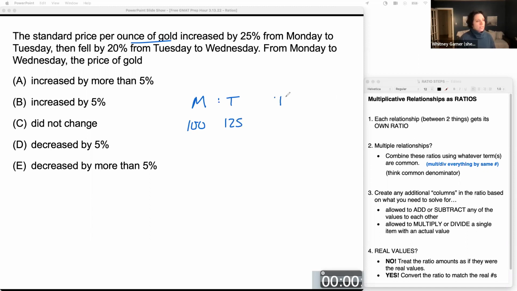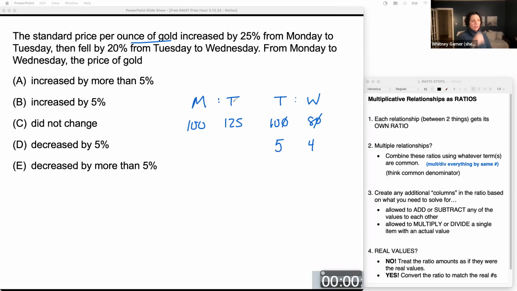Then from Tuesday to Wednesday, the price fell by 20%. So that would be like going from $100 down to $80. I don't need these things to match yet. I'm going to get them on my paper, clean them up, and then I will line them up. So this one's maybe a little easier to simplify. I'll take zeros out of both by dividing both by 10, and then I'll reduce it further. This would reduce down to 5 to 4. So the ratio of Tuesday to Wednesday is a 5 to 4 ratio.